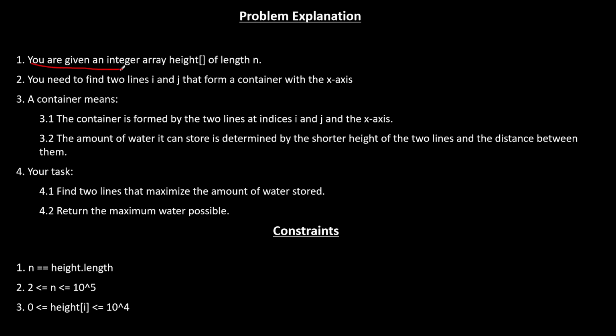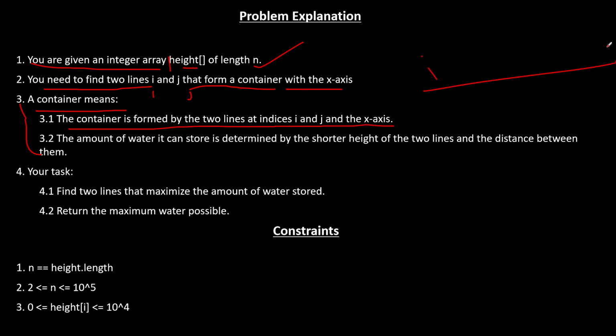You are given an integer array of heights, of length n. We need to find two lines i and j that form a container with the x-axis. A container is formed by two lines at the indices i and j and the x-axis within i and j.